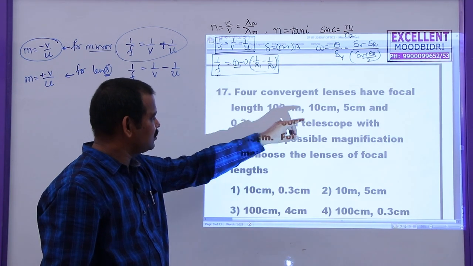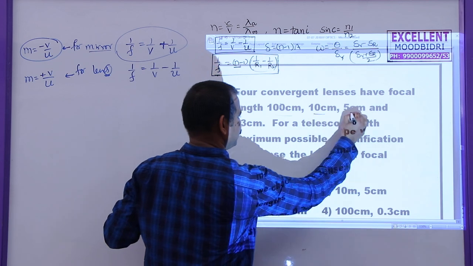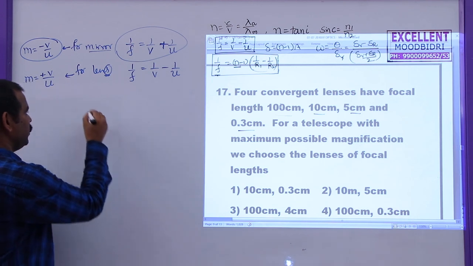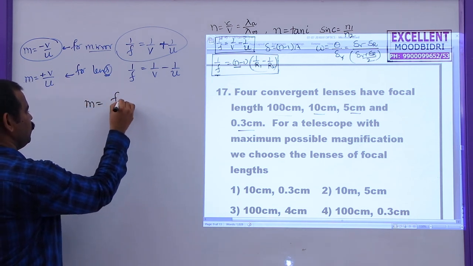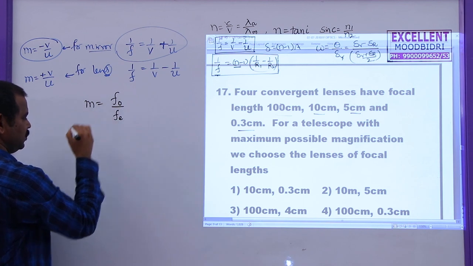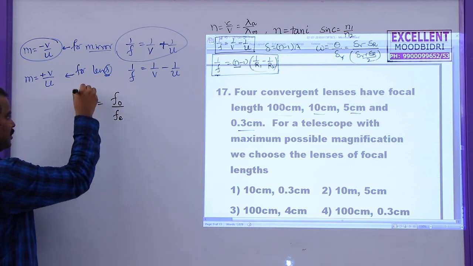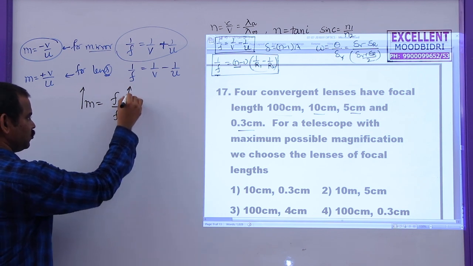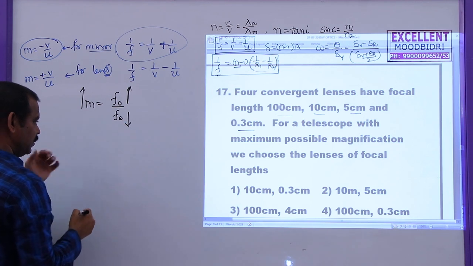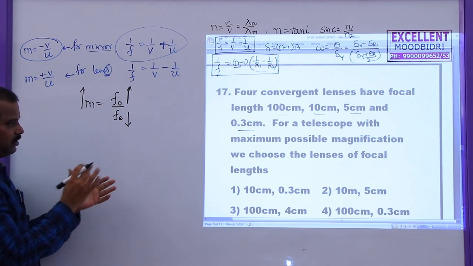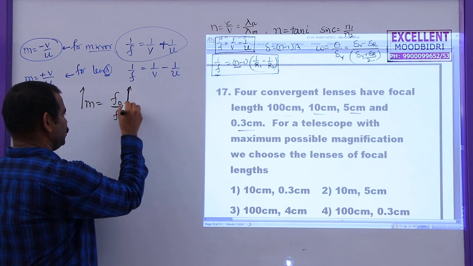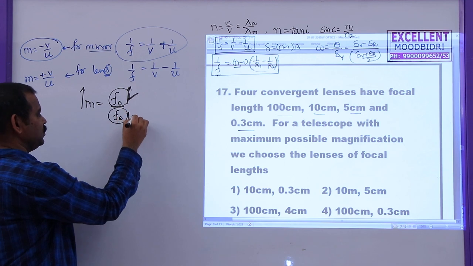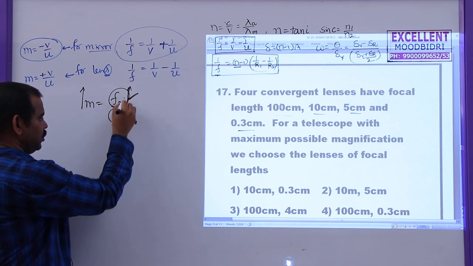Four convergent lenses have focal lengths 100, 10, 0.5, 0.3. For a telescope with maximum possible magnification, the magnification is given by focal length of objective by focal length of eyepiece. For the magnification to be maximum, the focal length of the objective should be maximum and the eyepiece must be minimum. So we have to choose a set of lenses where the one whose focal length is maximum is used as the objective, and the one whose focal length is minimum is used as the eyepiece. So this ratio should be more.